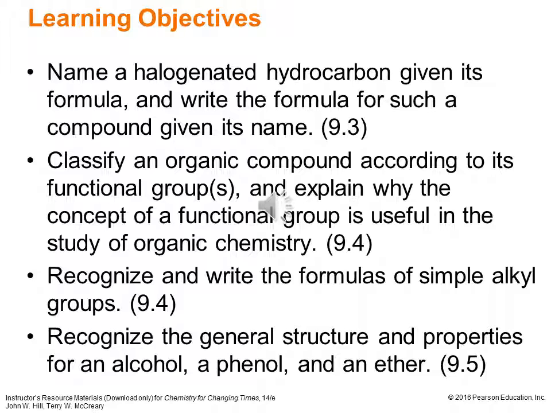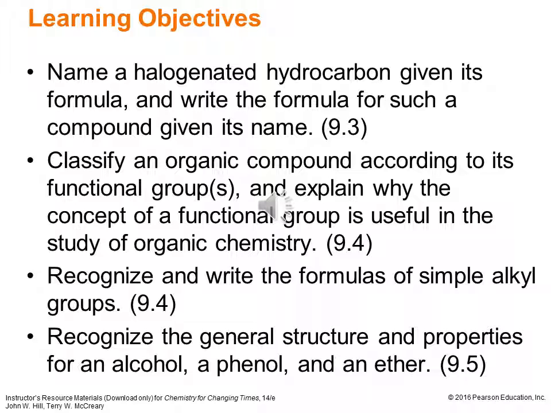Once we get the hydrocarbons down, we'll also look at how we name a halogenated hydrocarbon given its formula and write the formula for such a compound if you're given its name. So we'll be able to go both ways there. We'll classify an organic compound according to its functional group or functional groups if there's multiple types present. And we'll also explain why the concept of a functional group is useful in the study of organic chemistry, and even more so as we move into biochemistry.